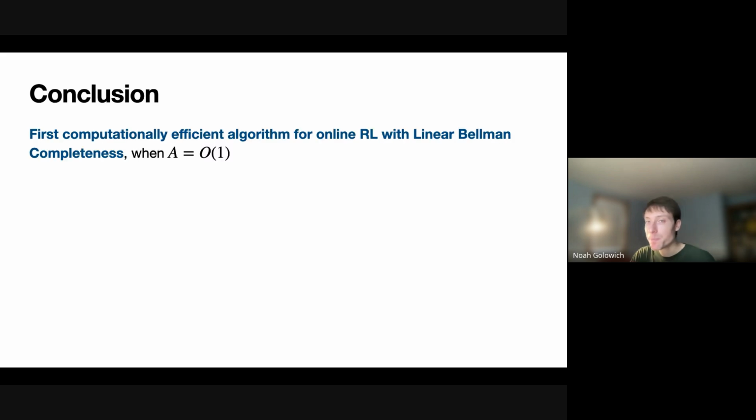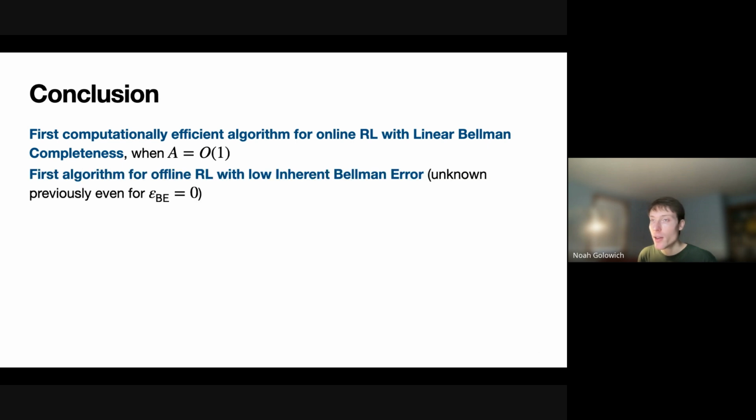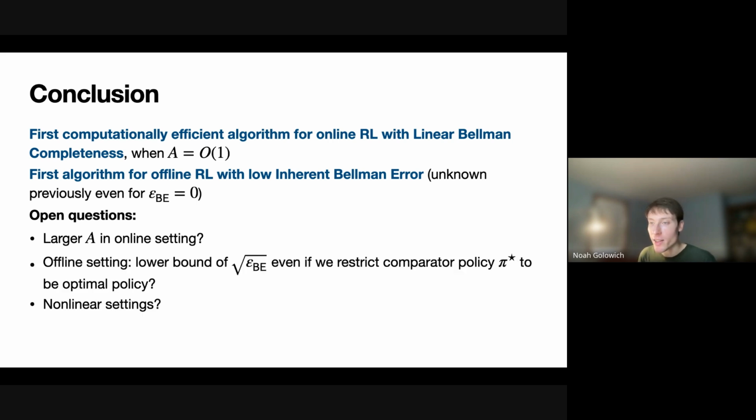So let me conclude. What we've come up with is the first computationally efficient algorithm for online reinforcement learning with linear Bellman completeness, when the number of actions is constant. And in this companion paper, we have the first algorithm for offline reinforcement learning with low inherent Bellman error. Maybe the main open question is extending our algorithm or finding a lower bound when the number of actions is larger, so basically avoiding this exponential dependence on the number of actions. And there are some interesting questions in the offline setting as well. So thank you for listening.